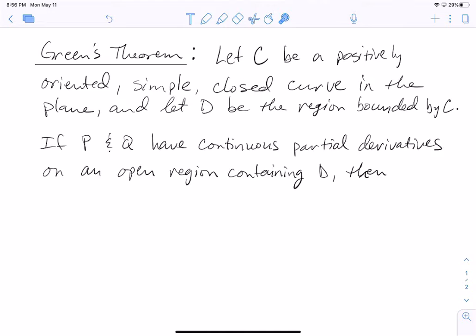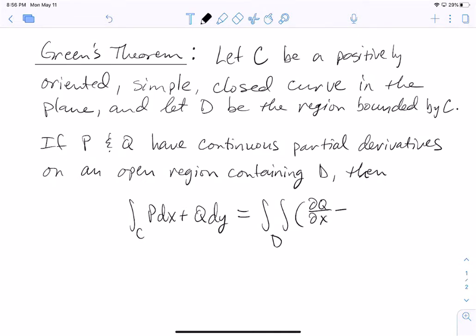If functions P and Q have continuous partial derivatives on an open region containing D, then the line integral over C of P dx plus Q dy, we've seen that before. What we haven't seen is that that line integral is equal to the double integral over D of the partial of Q with respect to x minus the partial of P with respect to y dA. Folks, this says that a single line integral has the same value as a double integral.